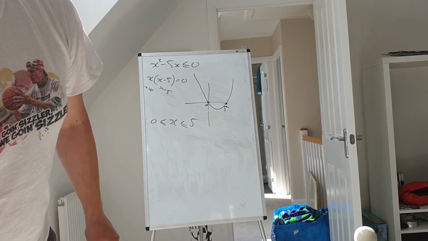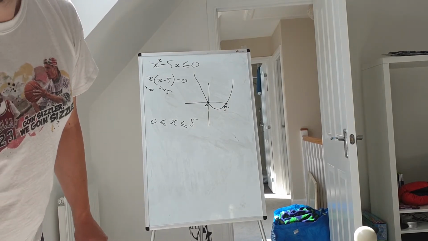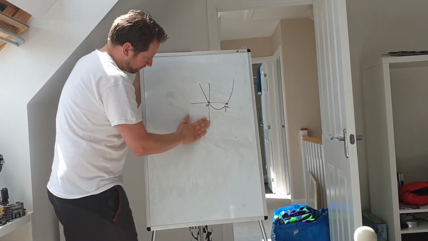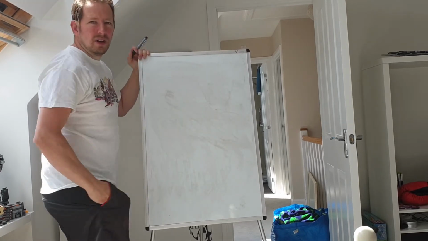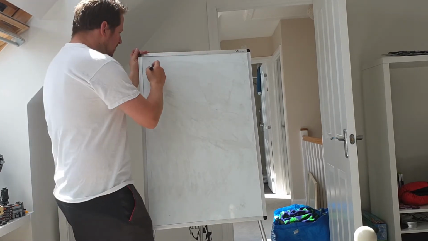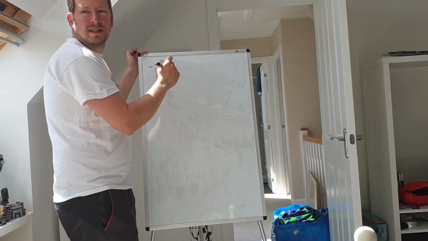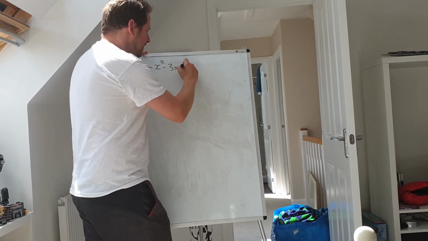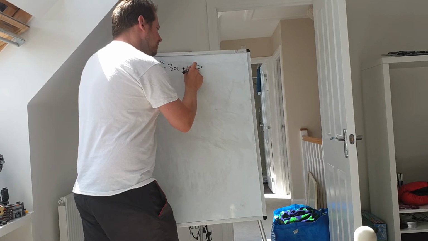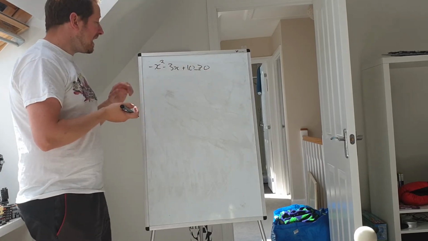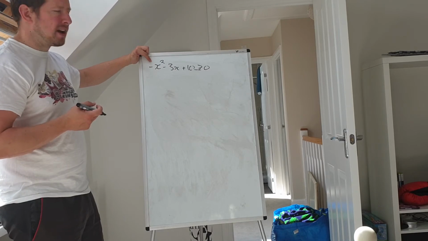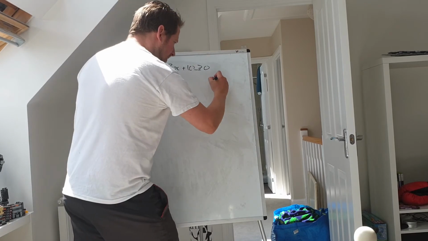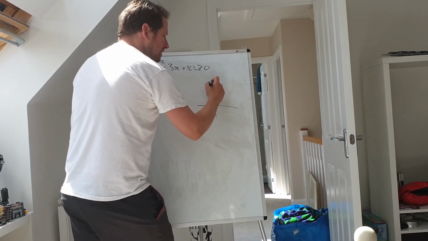We've got one more of those questions. So this one we've got to solve minus x squared minus 3x plus 10 is greater than or equal to 0. Now here we know it's going to be a frowny face. It's going to be an upside down parabola, because it's a negative x squared. We know that it's going to go through at 10.